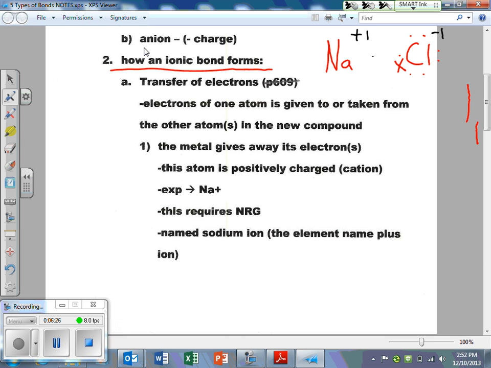These two are going to be chemically attracted to each other now through the force of electricity, because they have opposite charges. The fundamental law of electricity is opposite charges attract. So now what we're going to end up getting is sodium chloride, and that's how they form a new compound.